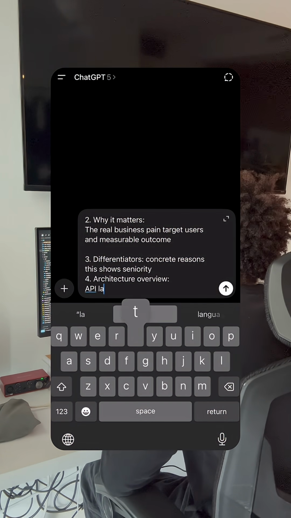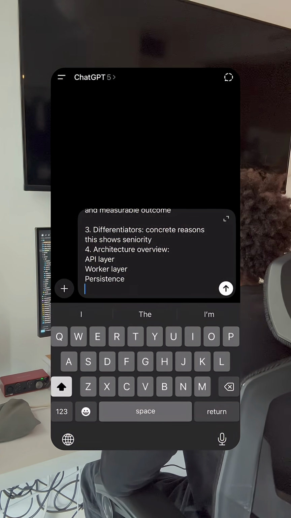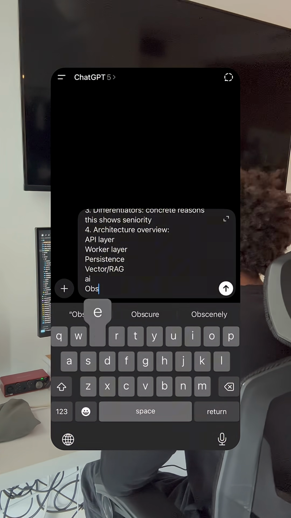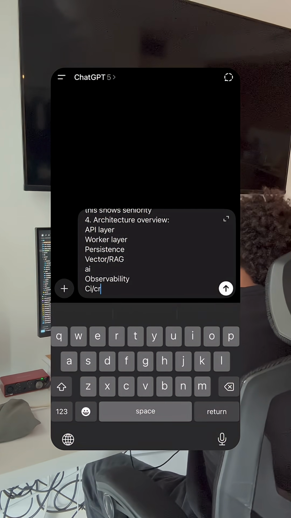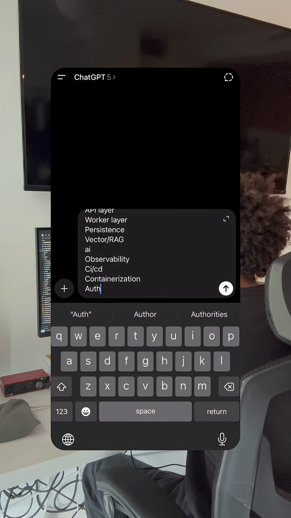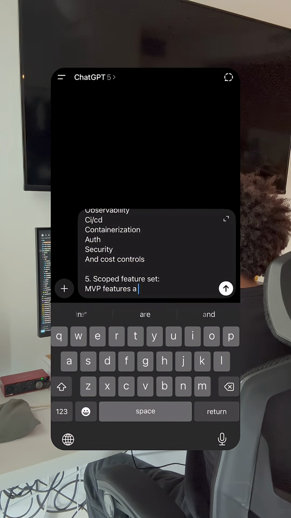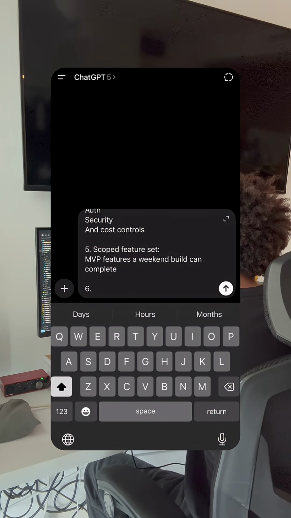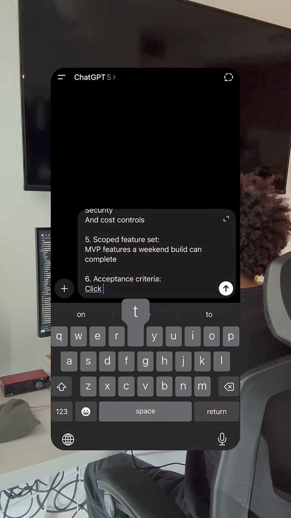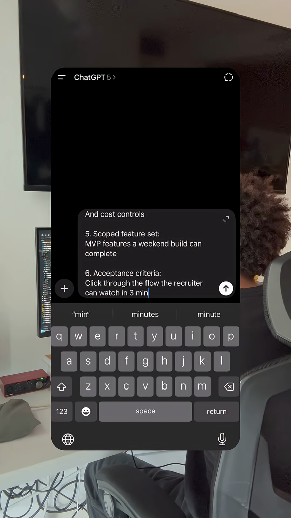4, architecture overview. API layer, worker layer, persistence, vector/RAG, AI, observability, CI/CD, containerization, auth, security, and cost controls. 5, scoped feature set. MVP features a weekend build can complete. 6, acceptance criteria and demo script. Click through the flow the recruiter can watch in 3 minutes.